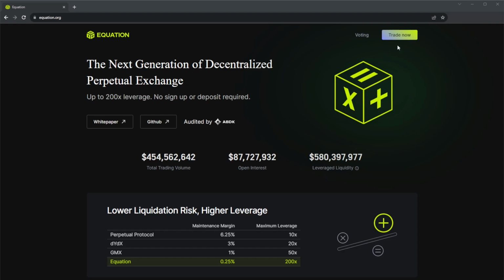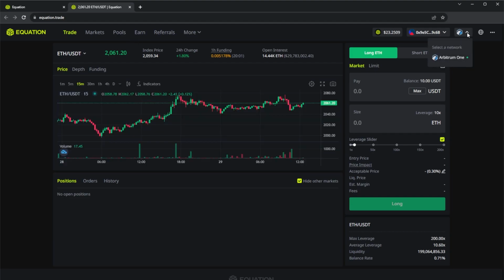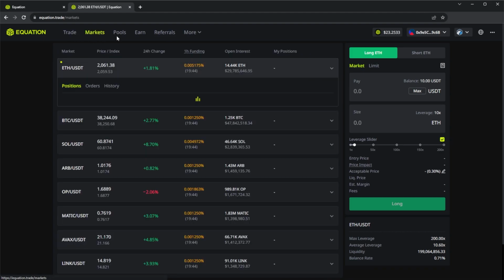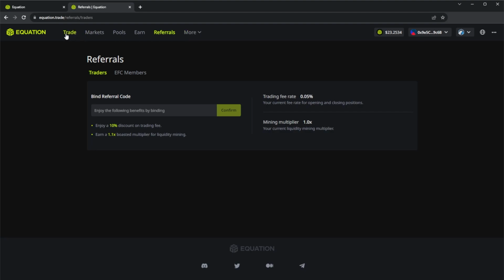So now if we actually go into the platform UI, equation.trade, this is on the Arbitrum network. So bear that one in mind. You may need to bridge over some Ethereum if you don't have any already on Arbitrum. So now on the Equation UI, we have many different tabs: trade, markets, pools, earn, referrals, and more.